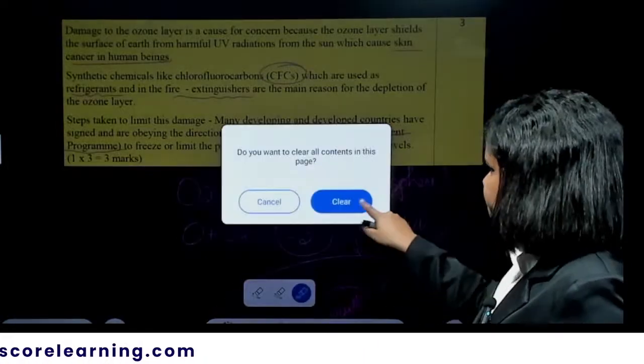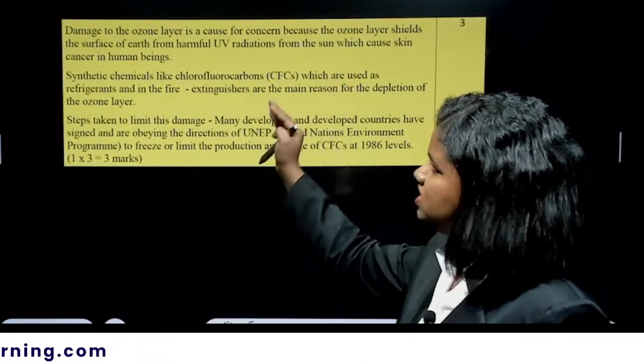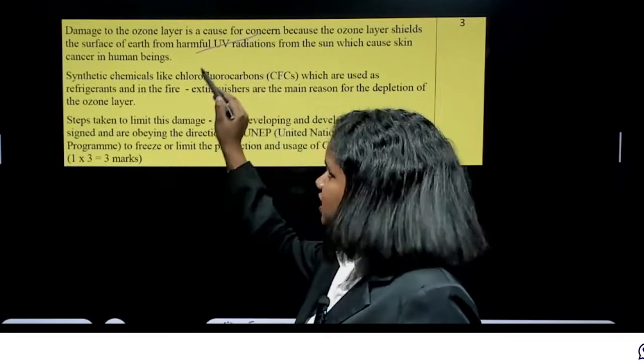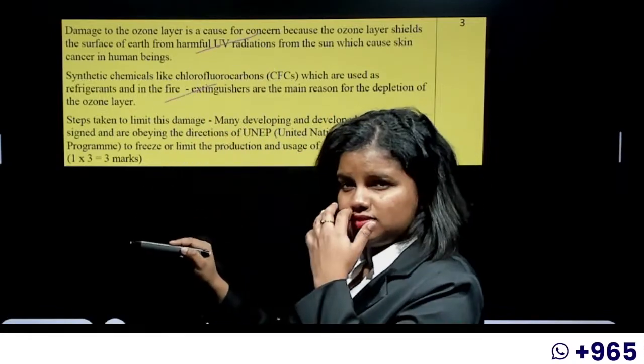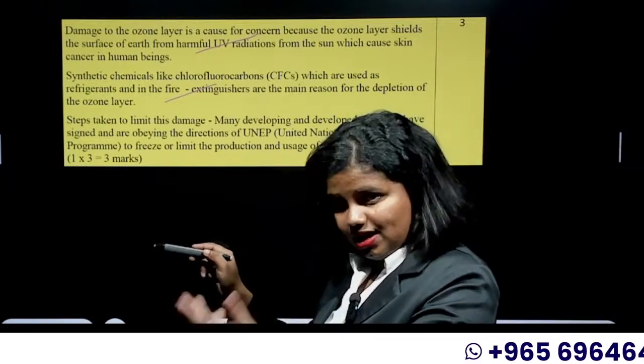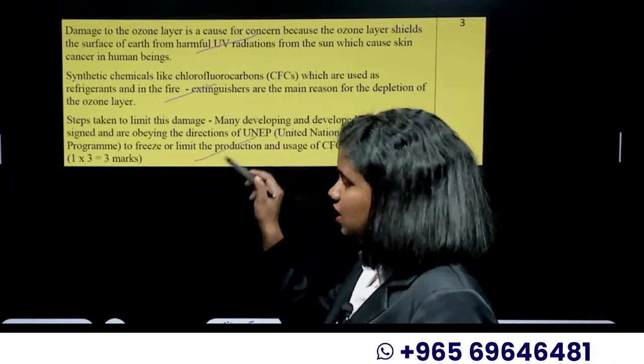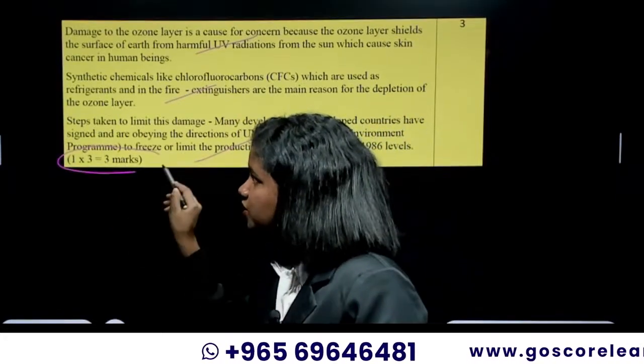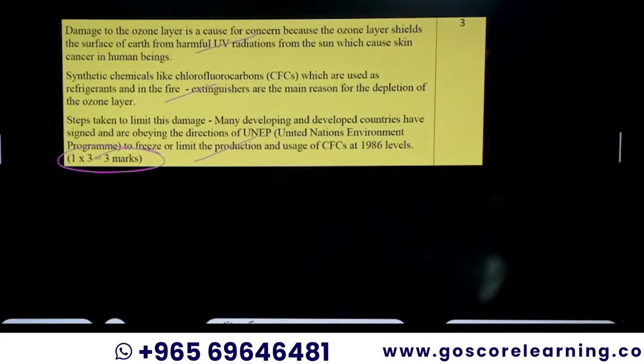Okay, so if you write all these 3 points, like why is ozone layer depletion a concern, what all chemicals are an issue, and what all steps are taken against it, if you mention all these 3 points, 1 into 3, you will get 3 marks.